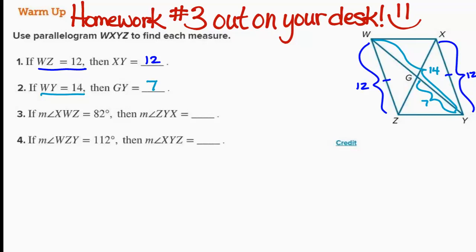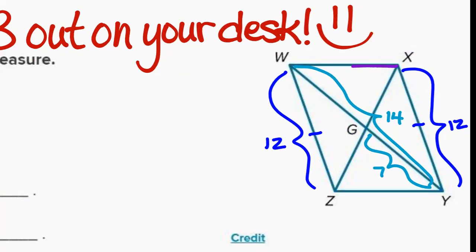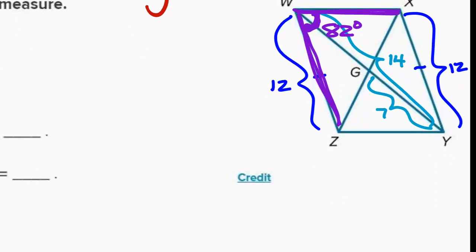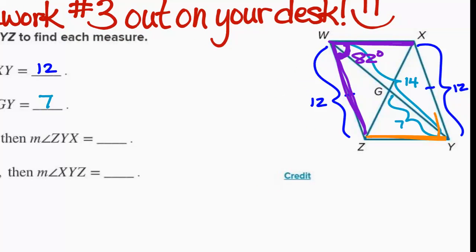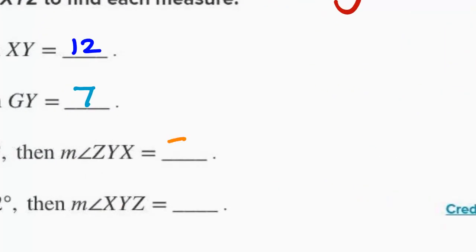Angle XWZ. XWZ. This angle right here. If that angle is 82 degrees, then what is the measure of angle ZYX? This angle right over here. Also 82 degrees.